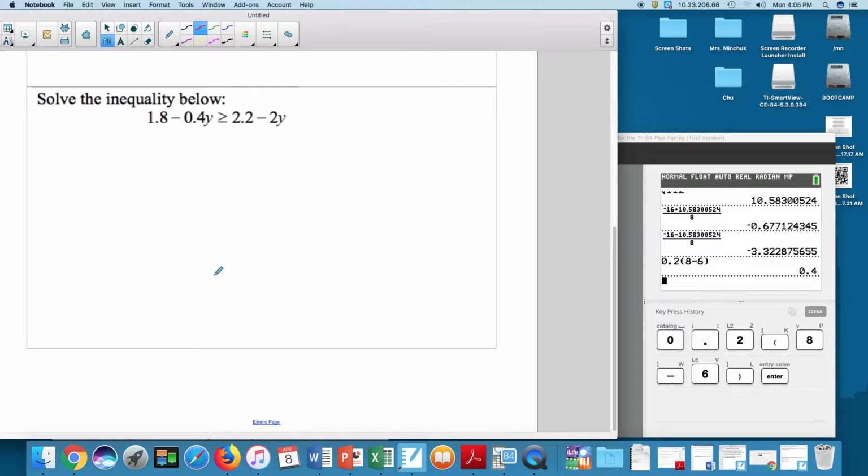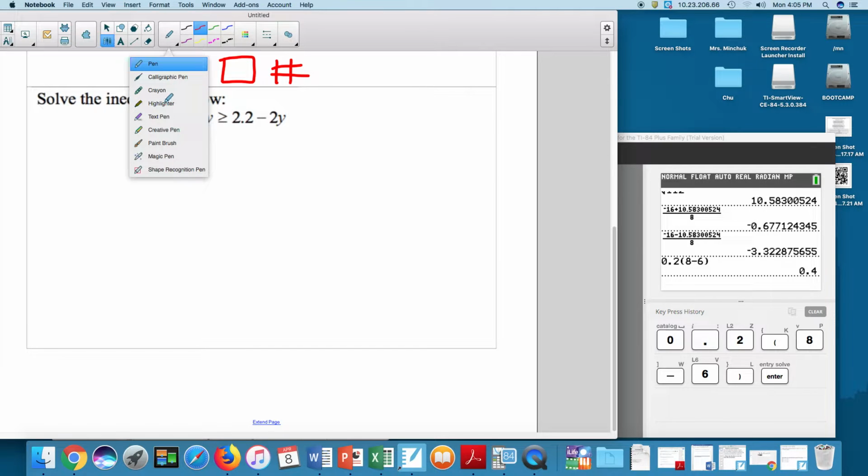Second question says, solve the inequality below. 1.8 minus 0.4y is greater than or equal to 2.2 minus 2y. Always remember that whenever we solve an inequality, you always want your variable on the left side. In this case, our variable is y, followed by the symbol, followed by the number. So variable terms only on the left side.